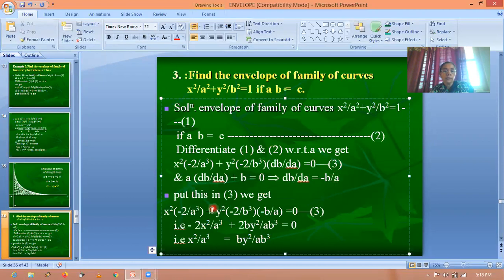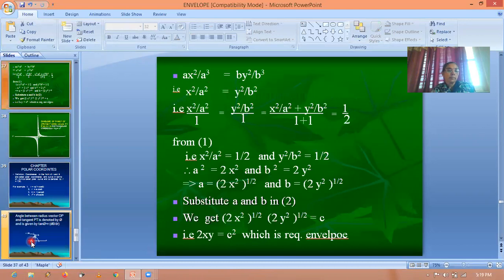So this value is substituted in equation 3. You can get x² times (−2/a³) plus y² into (−2/b³) into (−b/a) here. So that is nothing but −2x²/a³ plus, minus into minus plus, that is 2y²/(a b²) equal to 0. That is x²/a³, and it is b upon b into y²/(a b³). The 2 will be cancelled here. Next, 2x²/a³ is equal to b into y²/b³.